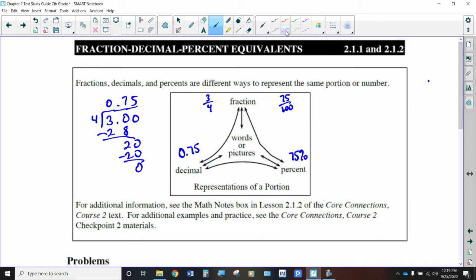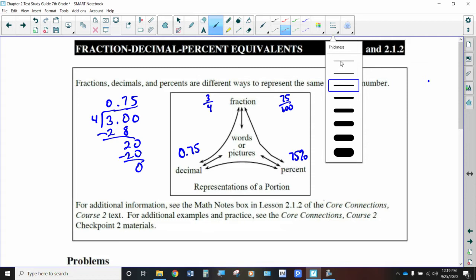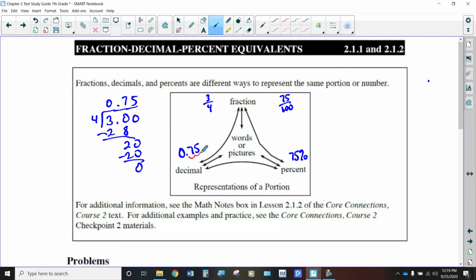Now the shortcut, if you are converting from a decimal to a percent, you just move the decimal 2 places to the right, and that becomes your percent. If you're going from a percent to a decimal, then you go in the reverse order. If you're changing from a decimal to a fraction, you just write it as a fraction out of 100 or wherever it terminates, and then simplify the fraction. And if you're going from fraction to decimal, you do the division.